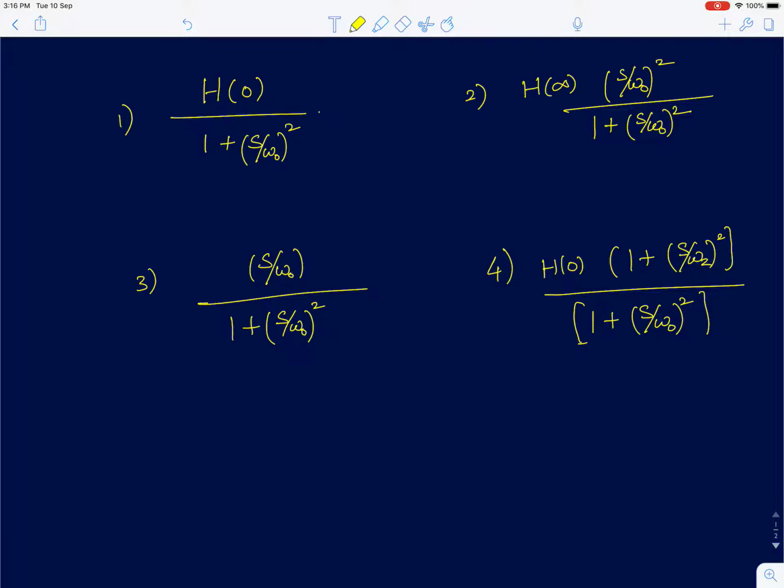What I mean by that is that the system will contain two poles on the j omega axis, a maximum of two poles, in fact only two poles on the j omega axis. Such systems I'm just calling second order lossless systems. There are four possible transfer functions for such systems.